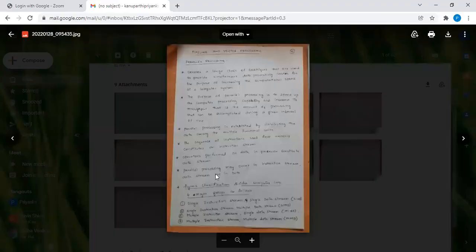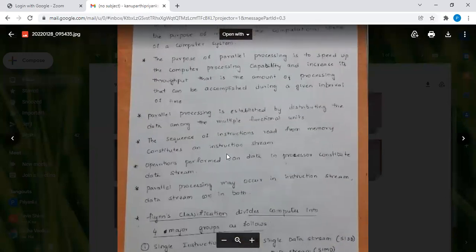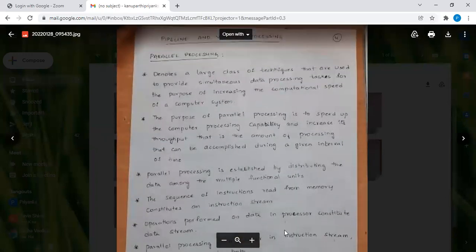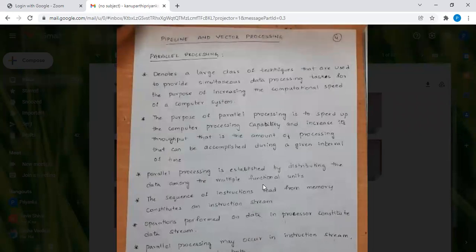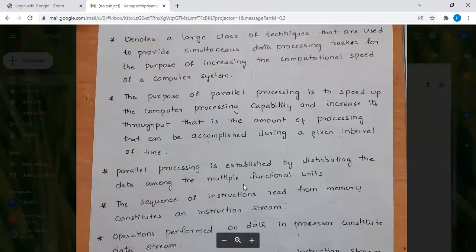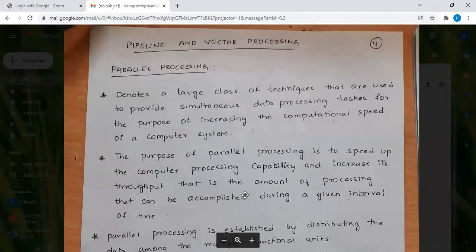Now look at this screen. Here we'll be talking about pipeline and vector processing. Are you able to see this picture? Yes, ma'am.